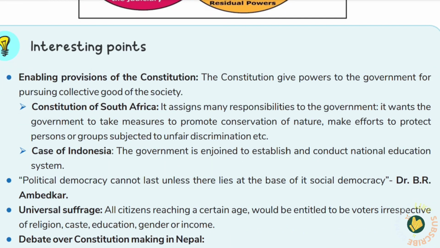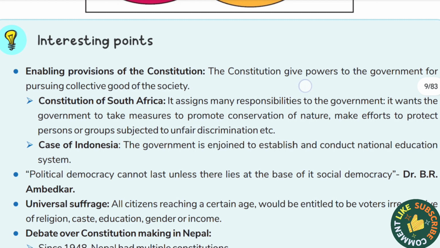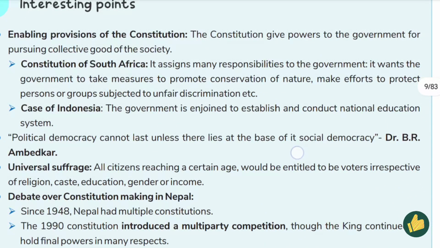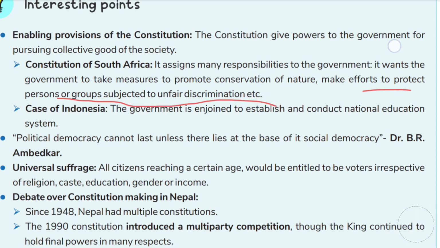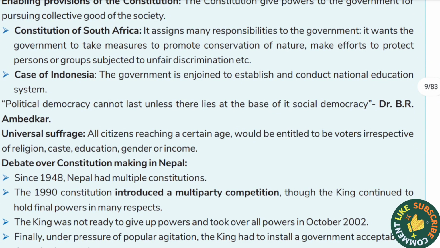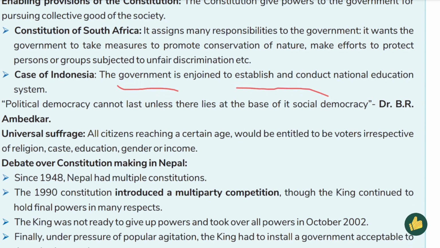So, now the interesting point of this chapter is the enabling provisions of the constitutions. The constitution gives powers to the government for pursuing collective goods of the society. The constitution of South Africa assigns many responsibilities to the government. It wants the government to take measures to promote conservation of nature, make efforts to protect persons or groups subjected to unfair discrimination, etc. In the case of Indonesia, the government is enjoined to establish and conduct a national education system.